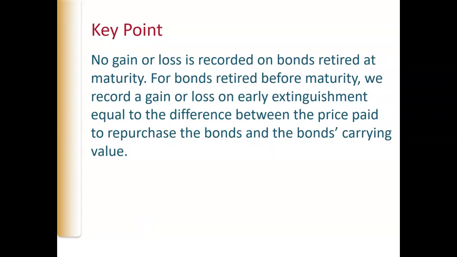No gain or loss is recorded on bonds retired at maturity. But for bonds that are retired before maturity, we record a gain or loss on early extinguishment equal to the difference between the price paid to repurchase the bonds and the bond's carrying value. Does that make sense?